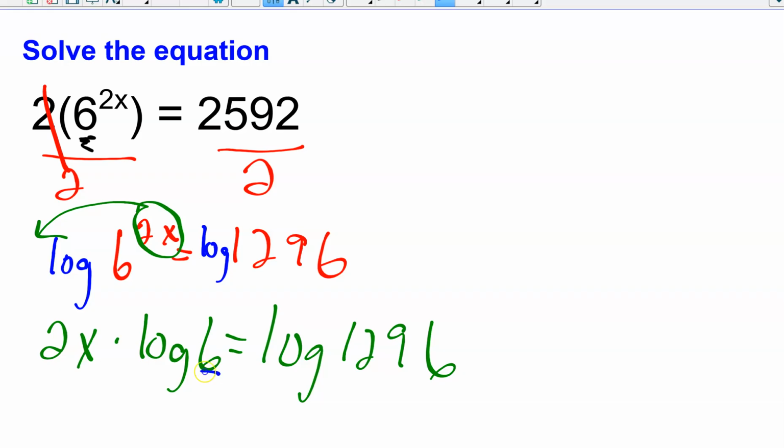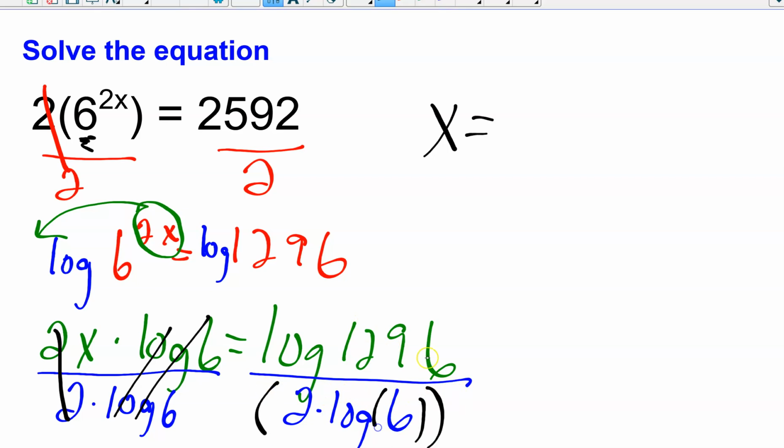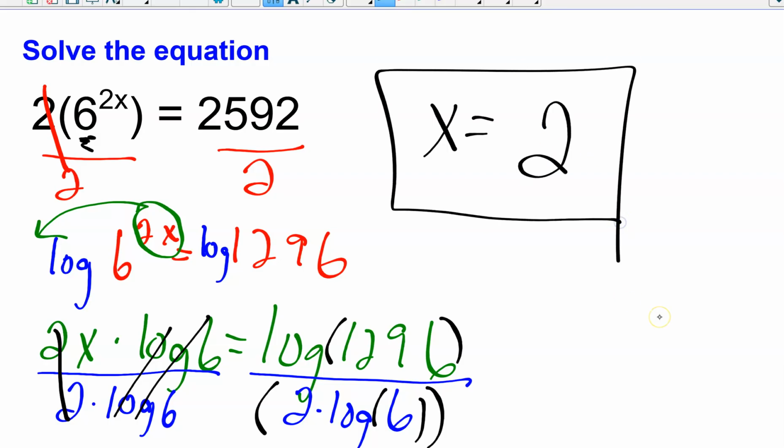And I want to get the x by itself, so I'm going to divide by the log of 6, 2 times the log of 6. And those are gone, that's gone. So I end up with x equals, and I'm going to put this whole thing in my calculator. Make sure I parenthesis that. You don't want to over parenthesis things and it gets us into trouble, but you should get 2 when you put that in.